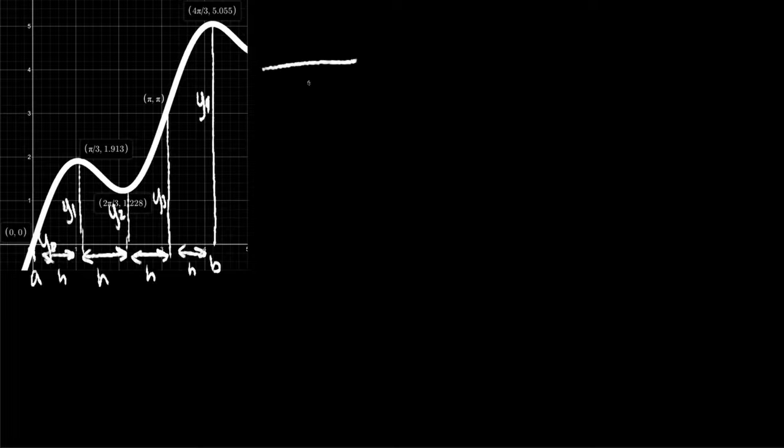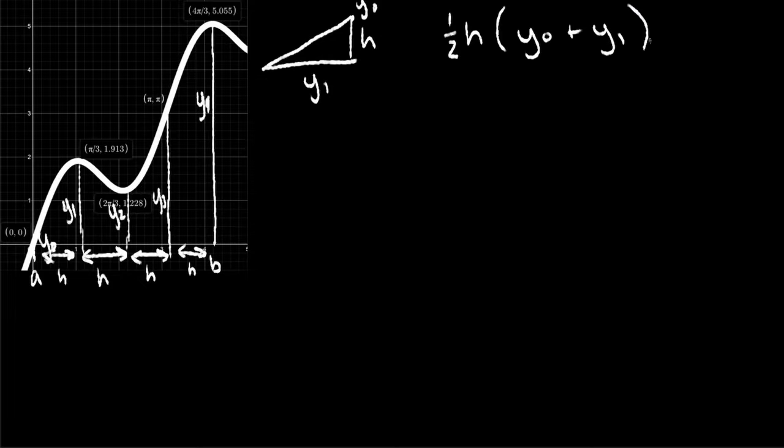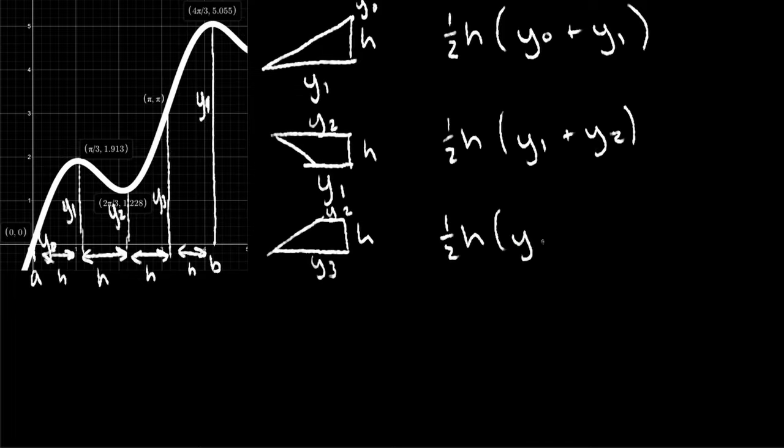So same as before, I'm going to calculate the area of the first trapezium. We've got y0, which is just nothing, and then we've got the height, which is the same. So we end up with a half of the height times y0 plus y1. Now, for this second trapezium, I'm going to do the same thing, but this time y2 is actually smaller than y1, so it's going to be drawn like this. In the third trapezium, it's half the height times y2 plus y3.